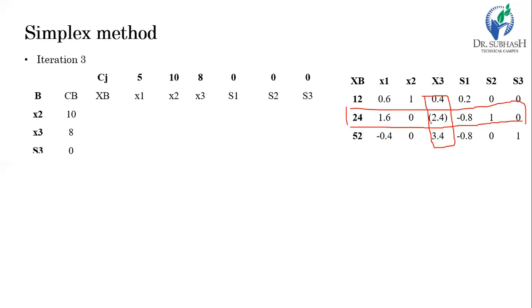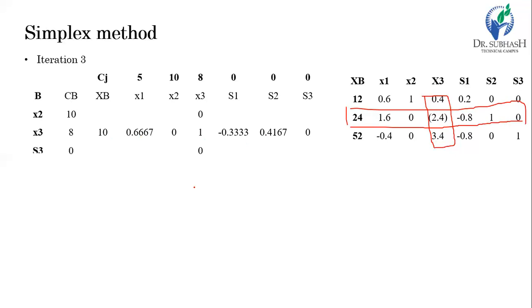So let's start with the key column. Put the value of 1 at the place of the key element, which is here 2.4, and all other elements in the key column are 0. After completing this, let's do the process for the key row. In the key row, divide all the elements by the key element, which is here 2.4. So 2.24 divided by 2.4, 1.6 divided by 2.4, 0 divided by 2.4, and so on. So we get the values 10.6667, negative 0.33, 0.41 and 0.